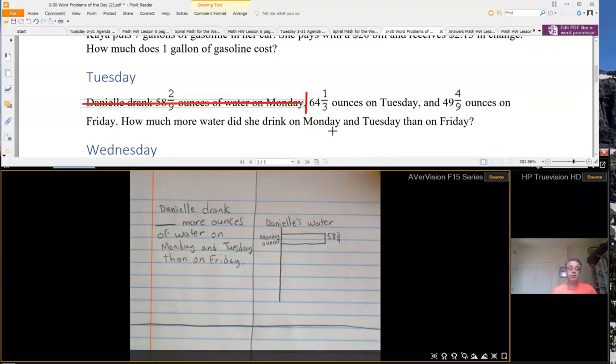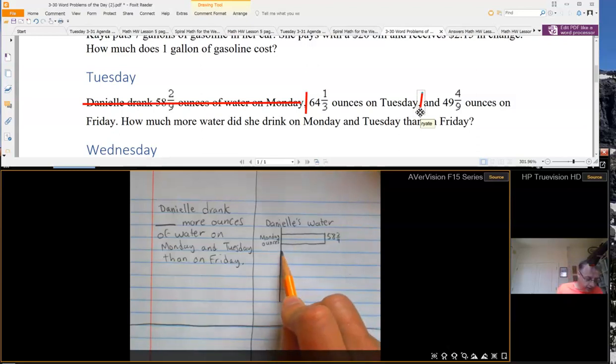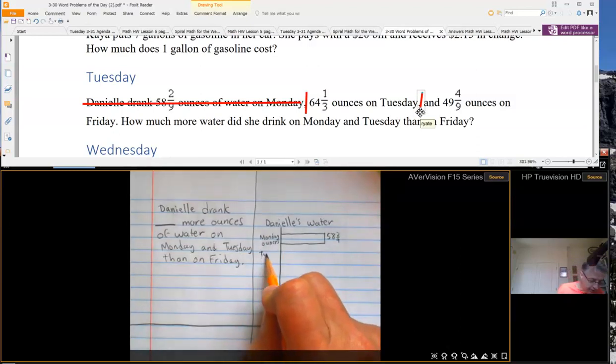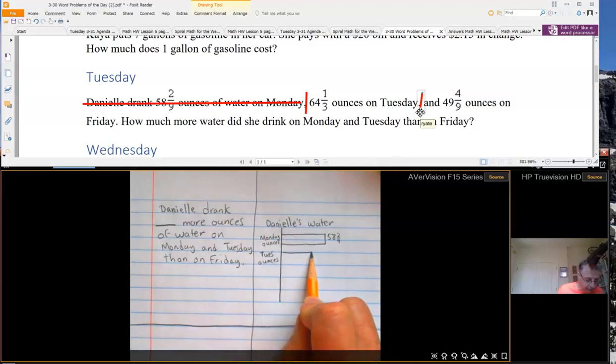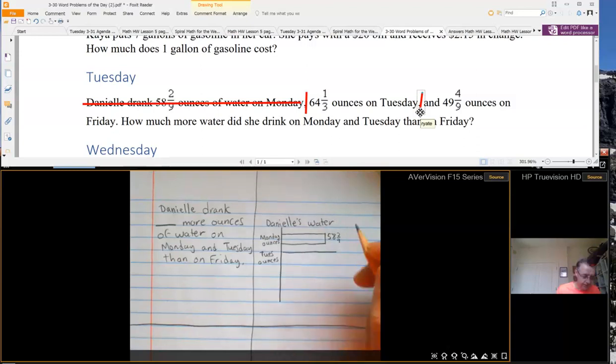Now there's still some more words, so I'm going to read until I get to the comma or any periods. 64 and 1/3 ounces on Tuesday. So I'm going to stop at the comma right there, and then go back and look. It looks like 64 is the biggest amount that she drank, so I'm going to make that the longest unit bar. I'm going to put Tuesday ounces, and make another unit bar that goes out further than 58, probably about there. I'll make sure I do it nice and neat.